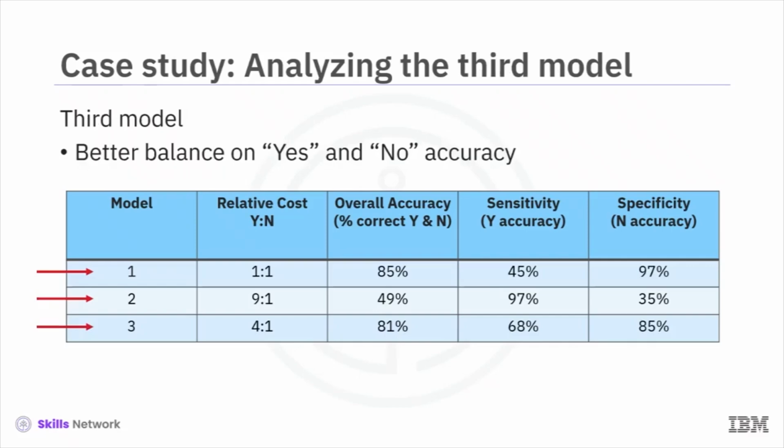For the third model, the relative cost was set at a more reasonable 4-to-1. This time, 68% accuracy was obtained on the yes, called sensitivity by statisticians, and 85% accuracy on the no, called specificity, with an overall accuracy of 81%. This is the best balance that can be obtained with a rather small training set through adjusting the relative cost of misclassified yes and no outcomes parameter.